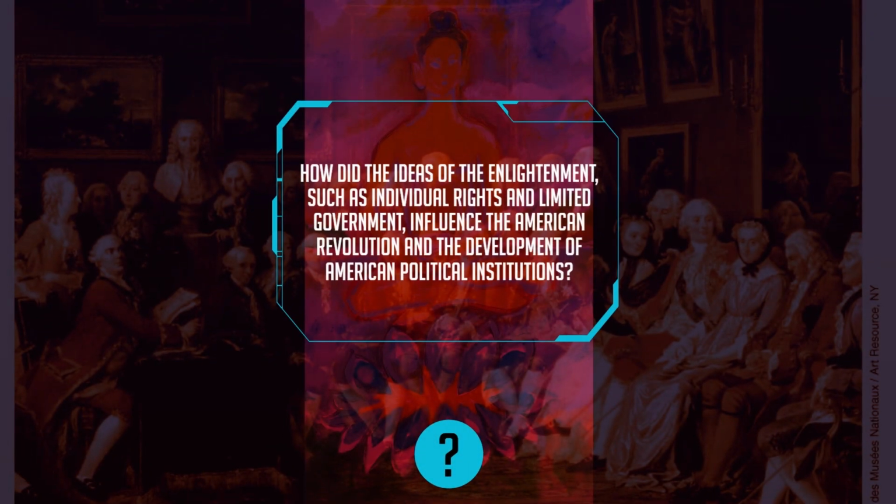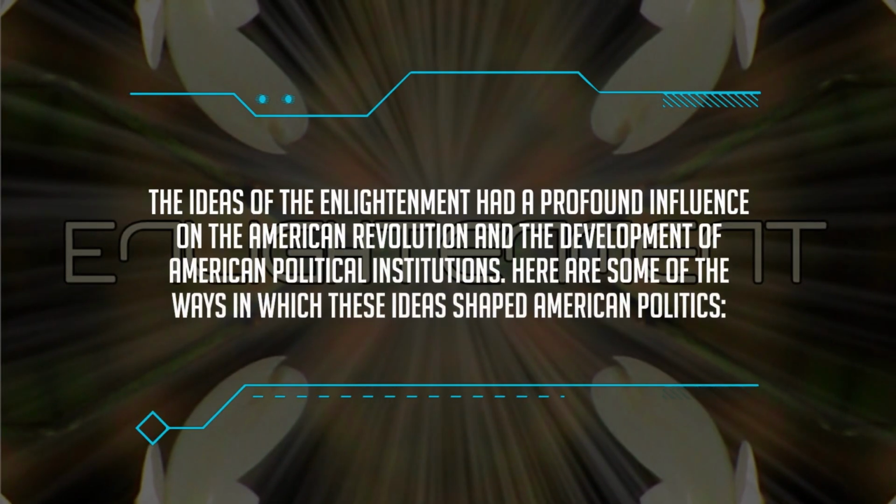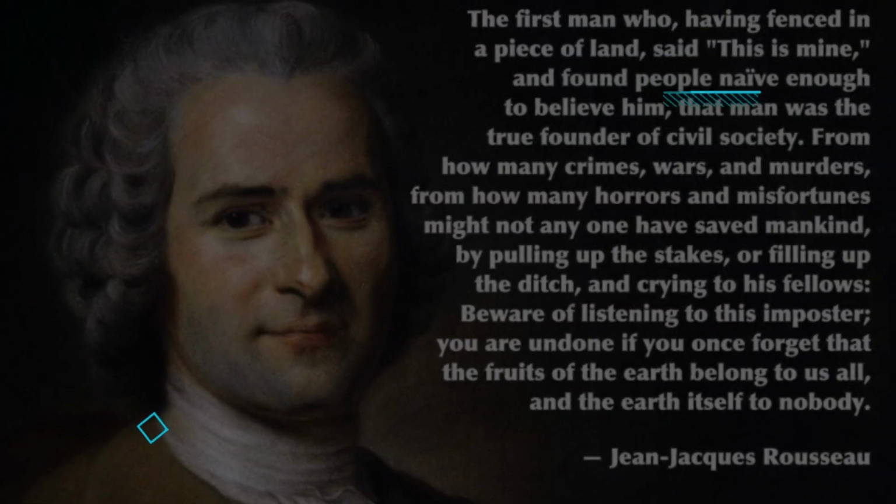How did the ideas of the Enlightenment, such as individual rights and limited government, influence the American Revolution and the development of American political institutions? The ideas of the Enlightenment had a profound influence on the American Revolution and the development of American political institutions. Here are some of the ways in which these ideas shaped American politics.